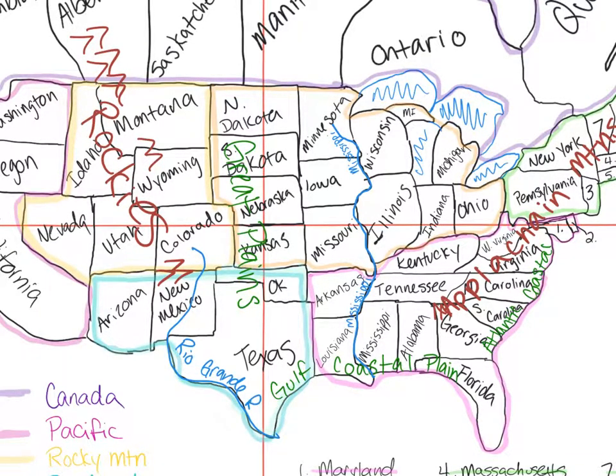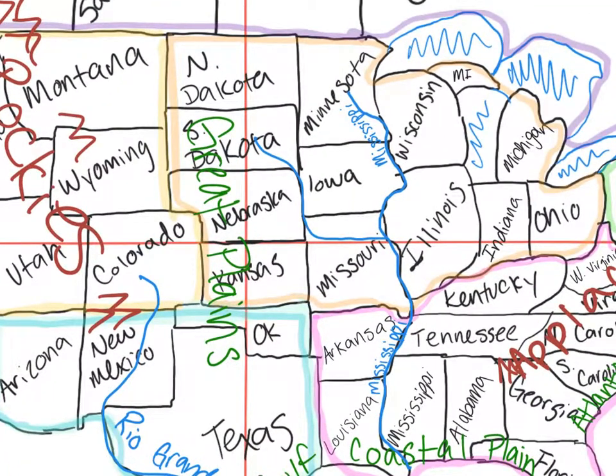While we're here, we're going to do the Missouri River. The Missouri River is going to branch off of the Mississippi, or I guess it's going to flow into the Mississippi, because it's going to start in South Dakota and come down along Nebraska and Iowa and eventually through Missouri to link up with the Mississippi. Okay, this is the Missouri River.